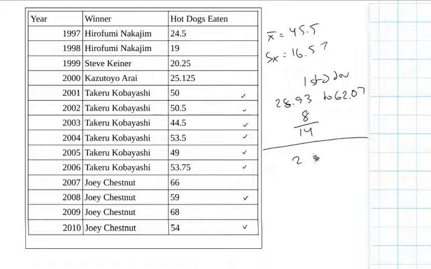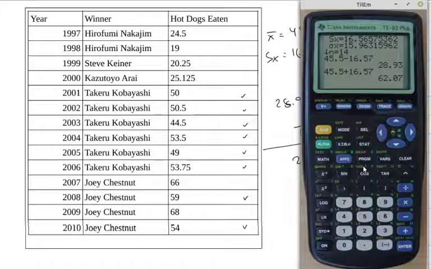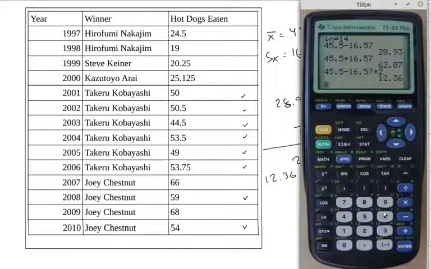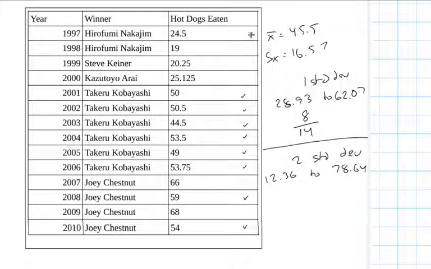Within 2 standard deviations, I would subtract 2 times the standard deviation. So let me pull that up here. I'll say second enter to get up to that one, and just multiply that number by 2. So 2 standard deviations below the mean is 12.36, and 2 standard deviations above the mean is 78.64. And looking through here, it looks like all of them are within this range. So within 1 standard deviation, we get 8 of the 14. Within 2 standard deviations, we get all 14 of the 14.